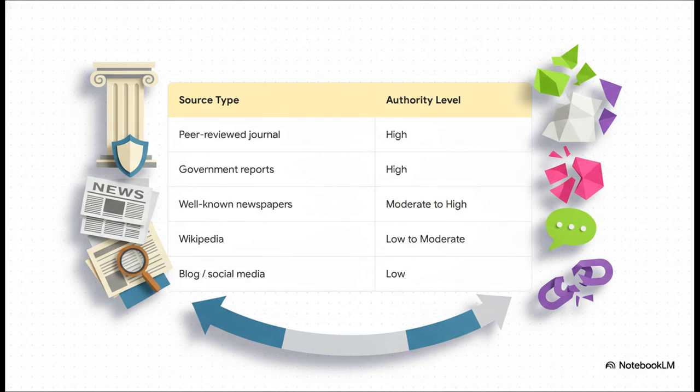This is a fantastic way to picture the hierarchy of reliability. Think of this as your suspect lineup. On one end, you have your most trustworthy witnesses, peer-reviewed articles, government reports. These are super high authority. Then in the middle, you've got things like major newspapers, which are often reliable but might have some editorial leanings. And way down at the other end, you have unverified sources, like a random blog or a social media post. Those have the lowest authority.